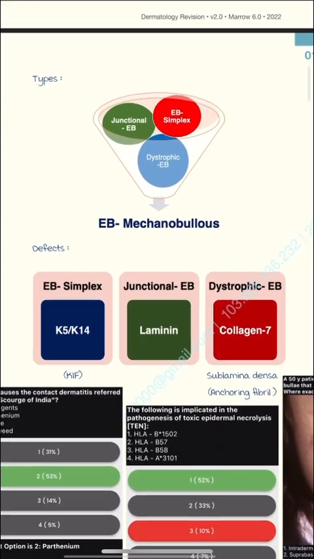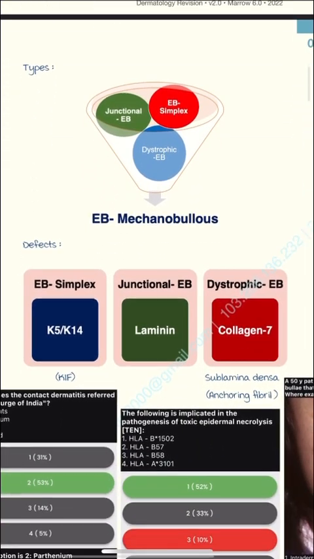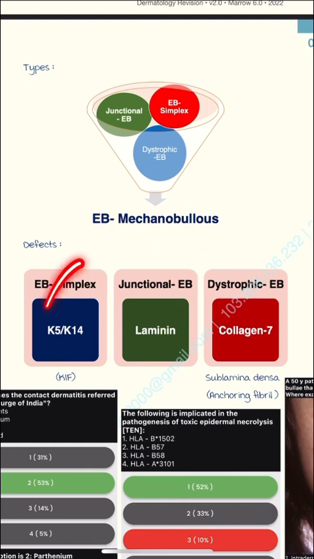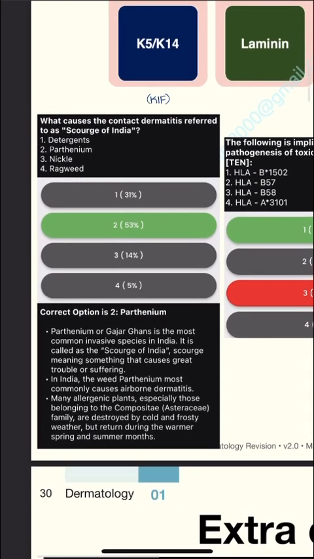Now there are three types of epidermolysis bullosa. One is simplex, which is due to K5 and K14 defect. One is junctional, which is because of laminin defect, and one is dystrophic, which is due to collagen 7 defect in the sublamina densa, which is the anchoring fiber. Now some extra questions, previous year questions.